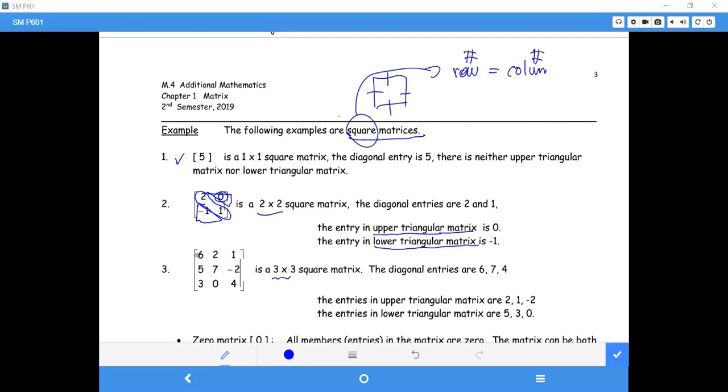So here, if we come to number 3, it's a little bigger. That is the diagonal. This will be the upper triangular matrix: 2, 1, and -2. And that is the lower triangular matrix: 5, 3, and 0. Okay, so far so good?